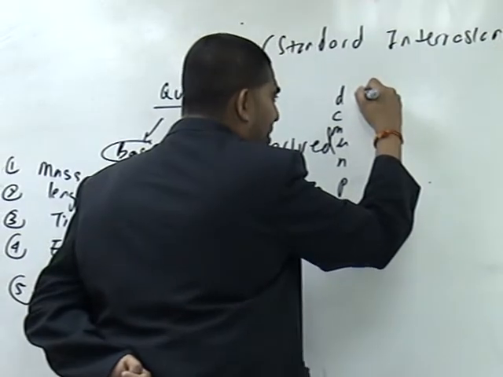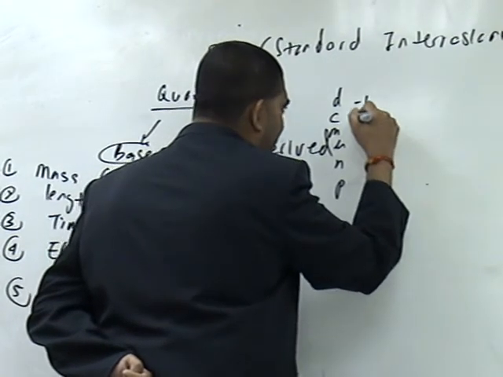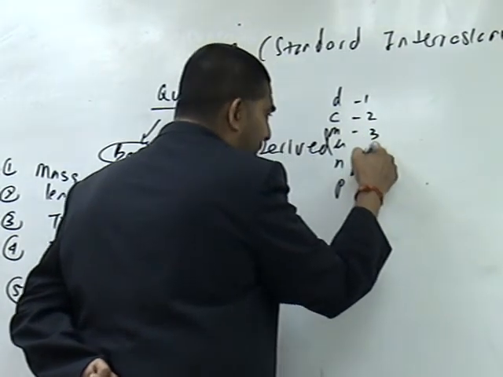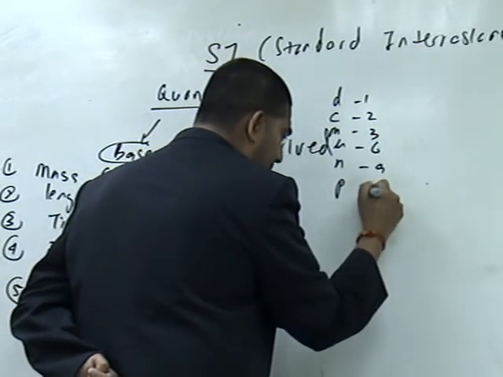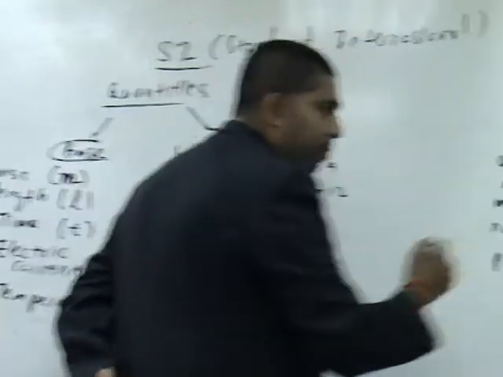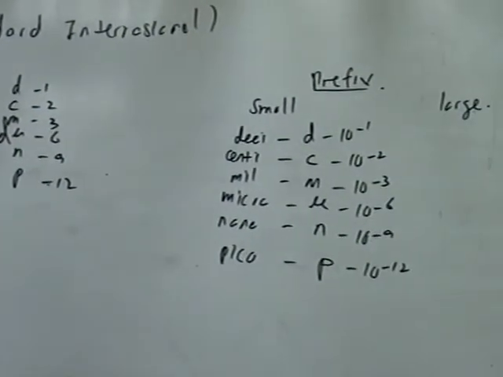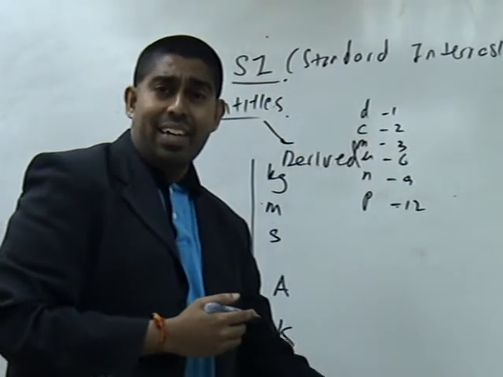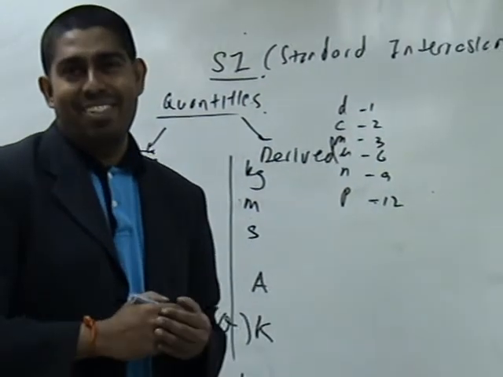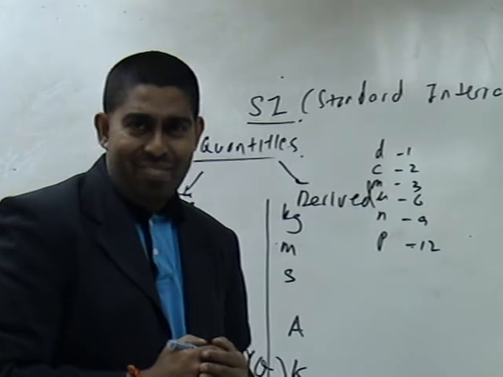So I know already this is 10 to the power of negative 1, negative 2, negative 3. After that it goes by multiple of 3. Negative 6, negative 9, negative 12. Can you see that? Easy, isn't it? Negative 1, negative 2, negative 3, then multiple of 3. Negative 6, negative 9, negative 12. So easy, students. Are you clear now?